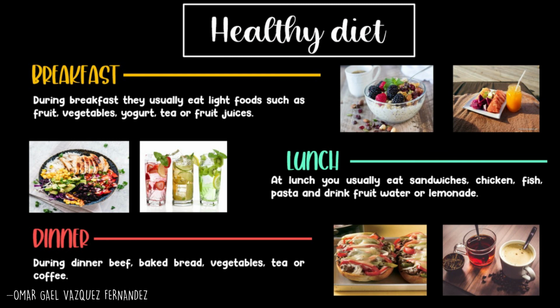Healthy diet. Breakfast. During breakfast, they usually eat light foods such as fruit, vegetables, yogurt, tea, or fruit juices. Lunch. At lunch, you usually eat sandwiches, chicken, fish, pasta, and drink fruit juice, water, or lemonade. Dinner. During dinner, beef, baked bread, vegetables, tea, or coffee.